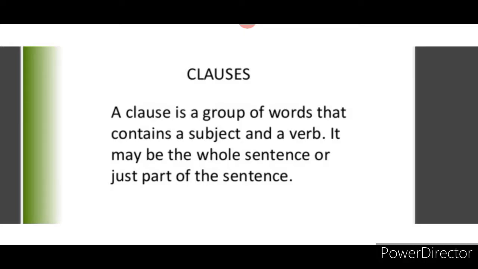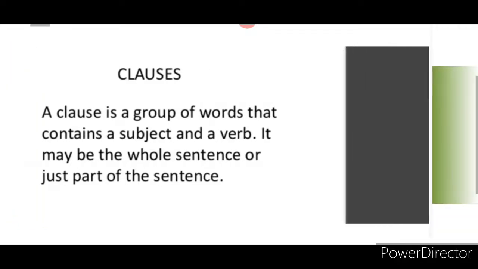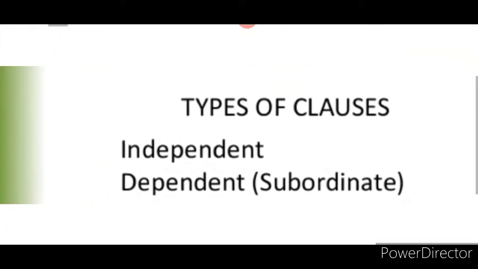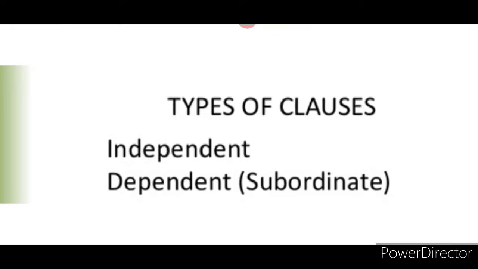Okay children, so actually what is a clause? A clause is a group of words. It has both subject and verb. One more important thing is it gives you a complete meaning. Okay children, this clause which has subject and verb is divided into two types. So what are the two types of clauses? Independent clause and dependent clause. The independent clause is also known as main clause. Dependent clause is also known as subordinate clause.